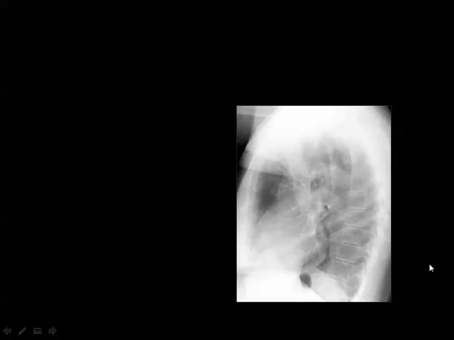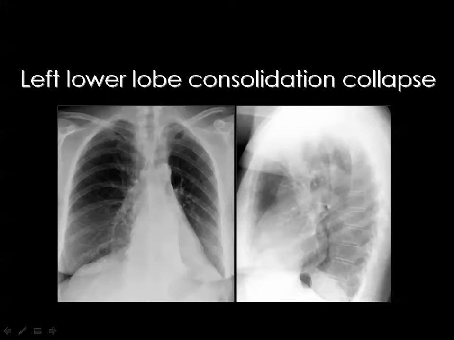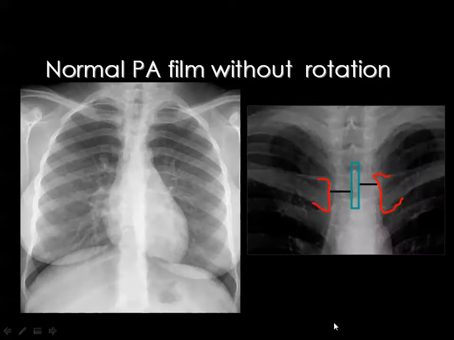Then if you look at the lateral view and you don't see any difference between the upper dorsal vertebrae and the lower dorsal vertebrae, then you assume that there should be a lung base lesion superimposed on the lower dorsal vertebrae. Then if you look carefully at the frontal chest X-ray, you see this opacity behind the heart. This is left lower lobe consolidation collapse, which has been projected over the lower dorsal spine, and this is the cause of it being similar to the upper dorsal vertebrae.